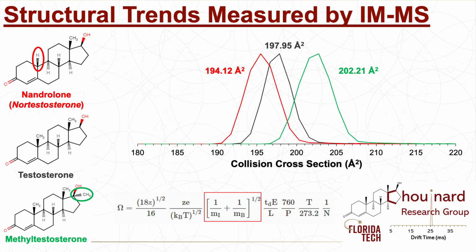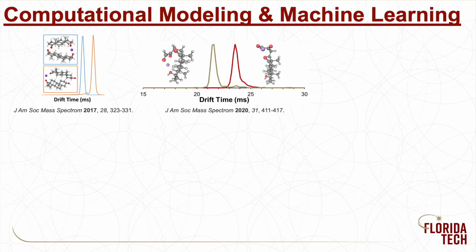Furthermore, the methyl group contributes more to the change in mobility than would be predicted based on mass alone, as demonstrated by the reduced mass effect in the Mason-Schamp equation used to calculate collision cross-section based on drift time. This brings us to my final slide, which outlines the computational approaches we incorporate into anti-doping studies. We have modeled many steroids and their complexes to determine structure and collision cross-section. The experimental and theoretical values typically match to within 1%.